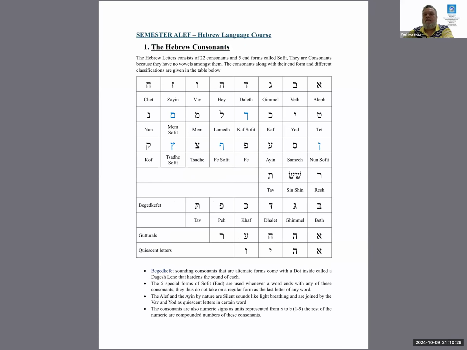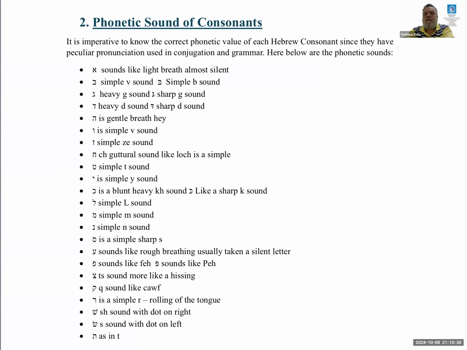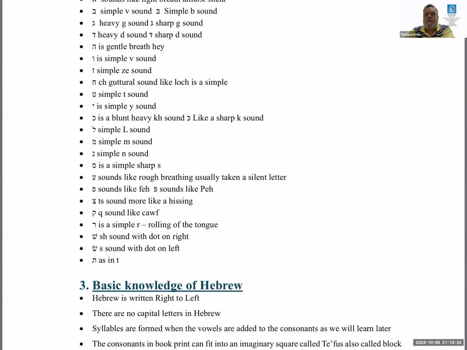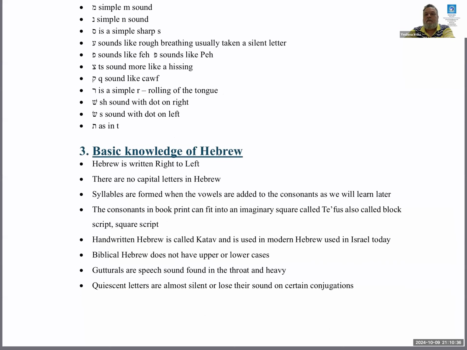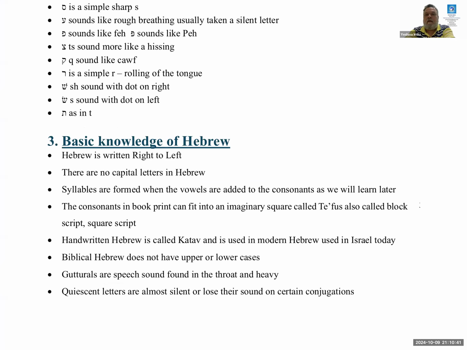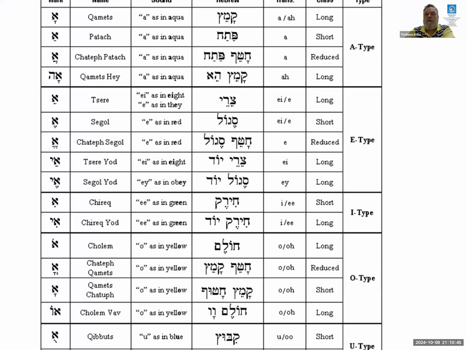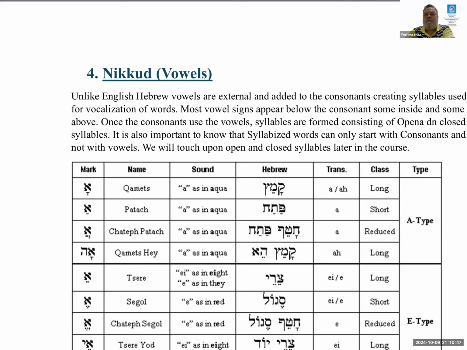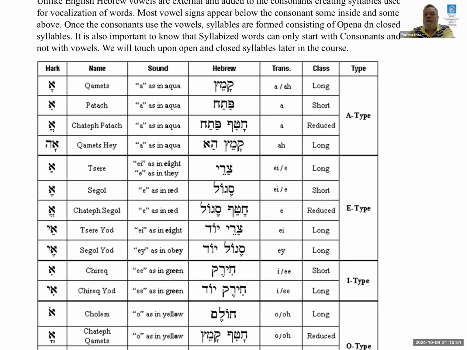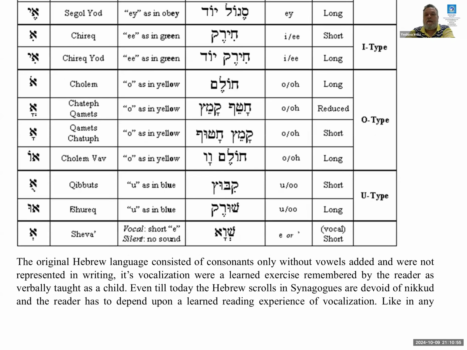Okay, then we have the phonetic consonants. All the consonants have the phonetic sounds put together for all of you. Simple rules for the basic Hebrew, which I've put in simple writing for all of you. The nikud in its entirety, right? All the different nikuds. Okay. A type, E type, I type, O, U type with the composite Shiva.